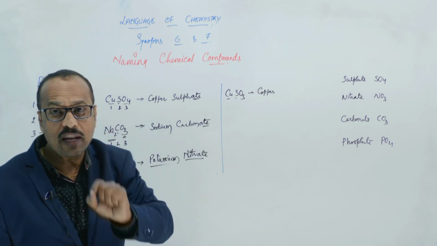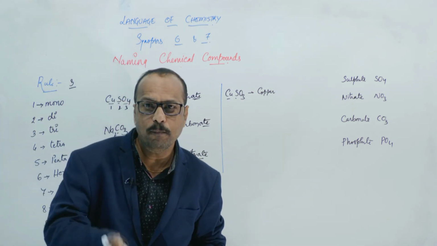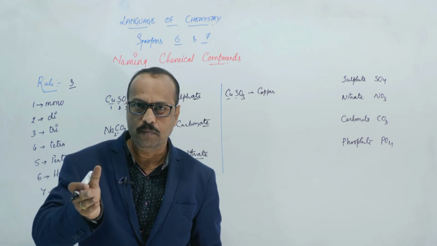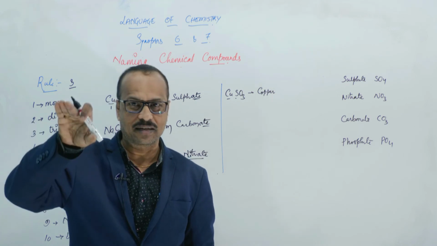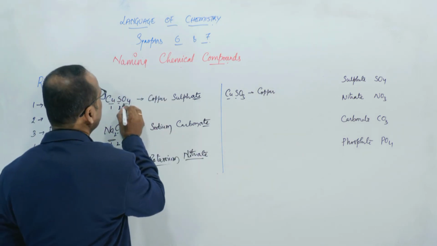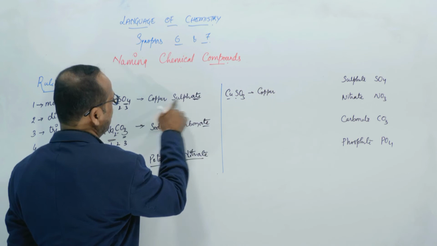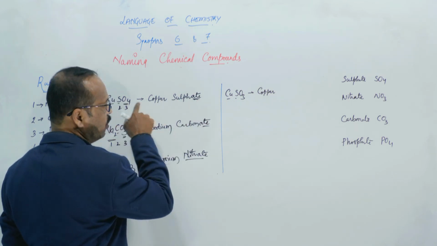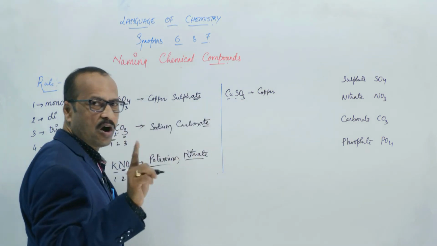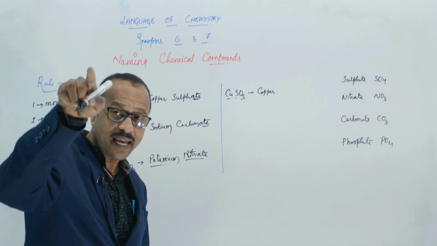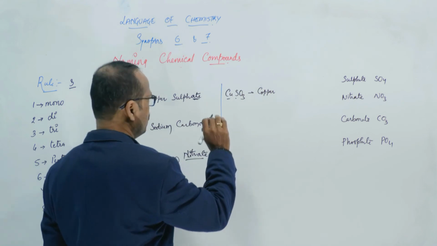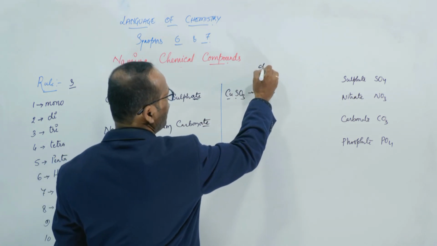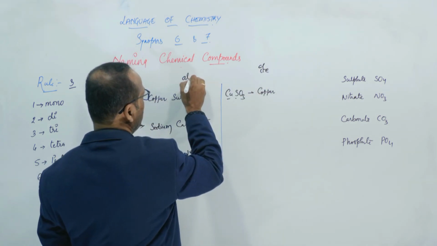Okay. So whenever one compound's number of oxygen is less than ate, it means the sulfate is there. So ate, okay, sulfate is O4. Here O3 is there. 1 oxygen less than ate. Then you have to write that as ite. What you should write? Ite. These are ending with what?